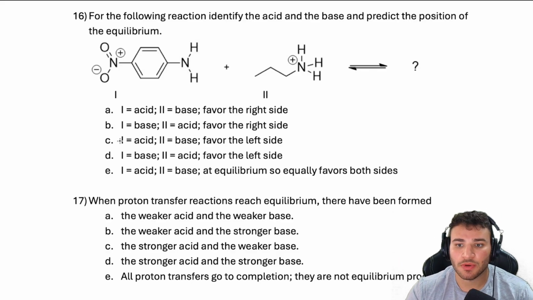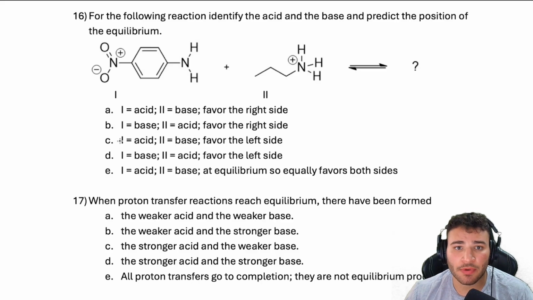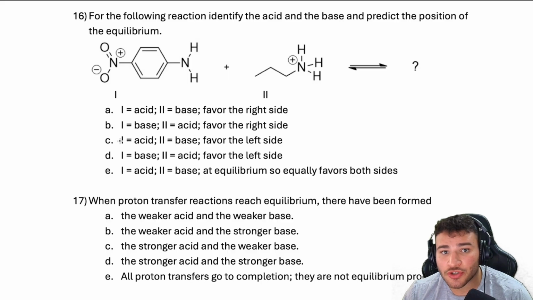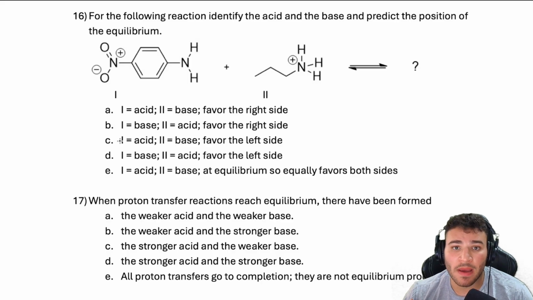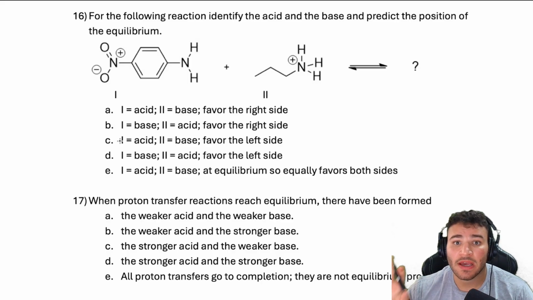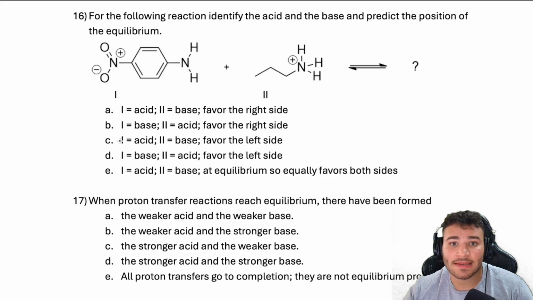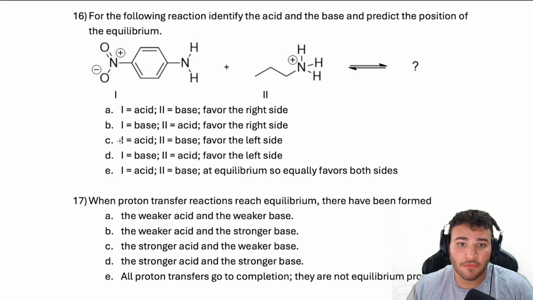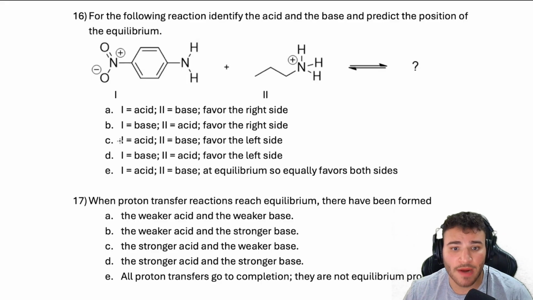In question 16, we have a similar problem in which we're identifying which one of the reactants is the base and which one is the acid. If you haven't watched the previous question, I'll just go through it the same exact way. We also want to predict the position of the equilibrium. The rule is that the acid must be stronger than the conjugate acid, and the base must be stronger than the conjugate base in order to favor the right side. If that doesn't happen, it's just going to favor the left side. It's just going to go right back into the reactants.